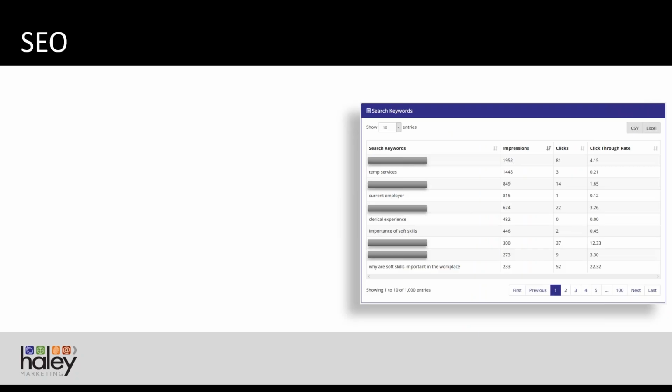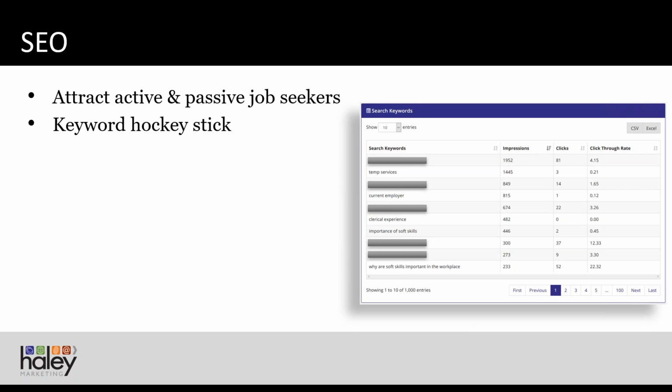All right, I mentioned a couple of things earlier that aren't traditional social recruiting, but do impact social recruiting. The first is SEO, and thinking about active and passive job seekers. Active job seekers are probably searching for jobs or your company by name. Passive job seekers are looking for answers to questions. So what we're trying to do is build what we call a keyword hockey stick, meaning people are finding us for more and more keywords.